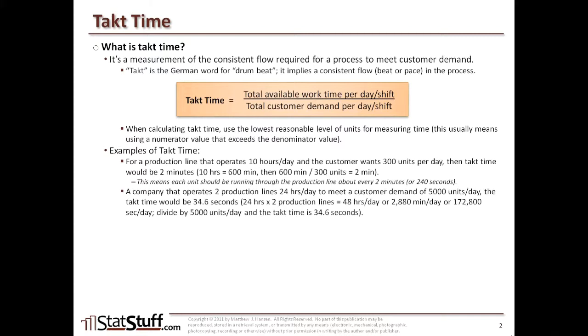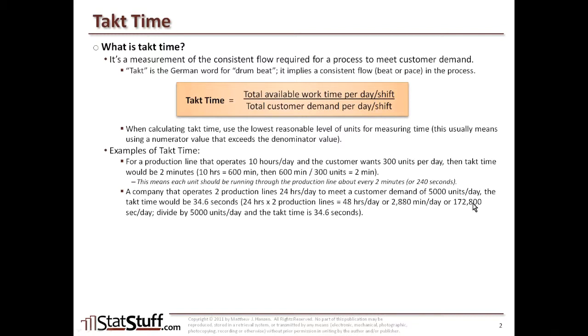Now another example might be a little more complex, where a company has 2 production lines that run 24 hours a day in order to meet the customer demand of about 5,000 units a day. Now the Takt Time here would be 34.6 seconds. The way this was calculated was saying that there is 24 hours of actual production time per each of the production lines themselves. Since there's 2 of them, we multiply the 24 hours times the 2 production lines to get the total 48 hours a day of production time. Or that's equal to 2,880 minutes per day, which is also equal to 172,800 seconds per day.